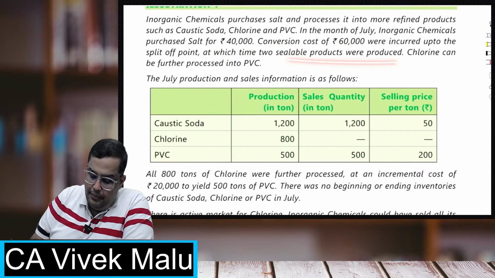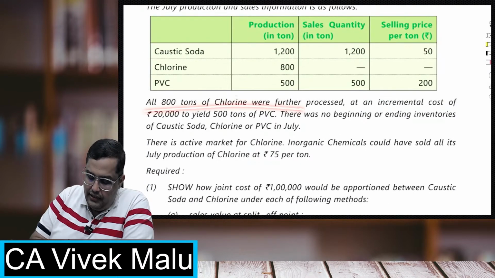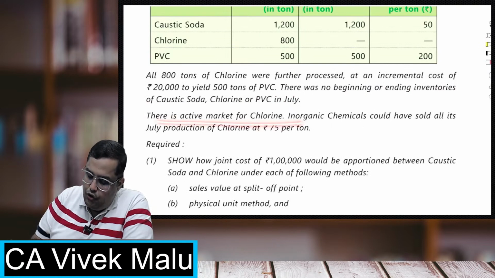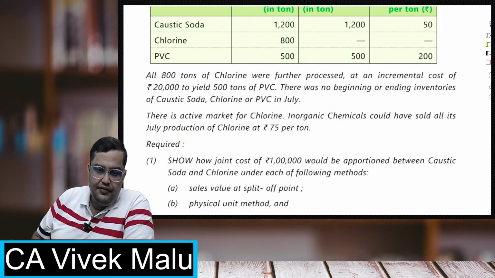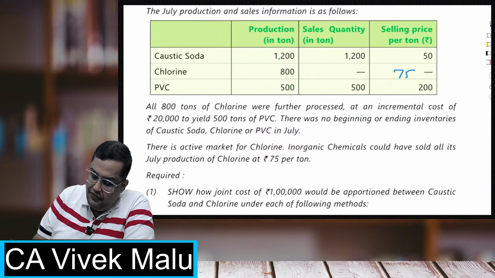So we have got two sellable products, and that is caustic soda, I guess, and chlorine. Chlorine can be further processed into PVC. Next, all 800 tons of chlorine were further processed at an incremental cost of 20,000 to yield 500 tons of PVC. There was no beginning or ending inventories of caustic soda, chlorine, or PVC in July. There is an active market for chlorine. Inorganic Chemicals could have sold all of its July production of chlorine at 75 rupees per ton.